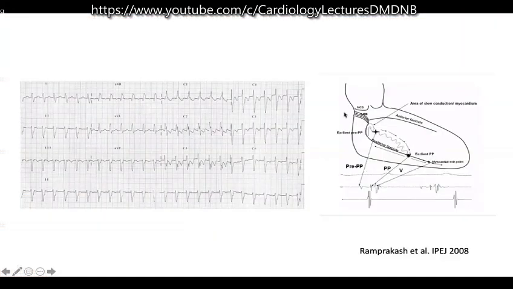So there are other forms of reentry that can occur. It is not always that the myocardium needs to have the reentry property. You can also have a conduction system which can have a reentry property. This is a fascicular VT, that is posterior fascicular VT.